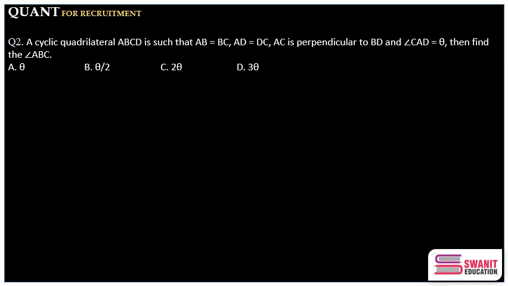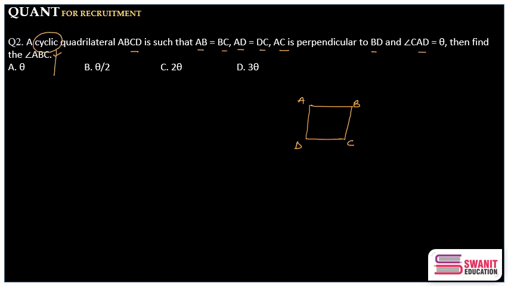A cyclic quadrilateral ABCD is such that AB is equal to BC, AD is equal to DC, and AC is perpendicular to BD. It's also given that angle CAD is equal to theta. We need to find out what angle ABC is. Now let me draw a cyclic quadrilateral first of all. To keep things simple, I draw a quadrilateral like this, and I label it A, B, C and D. Now first of all we need to know what a cyclic quadrilateral is.